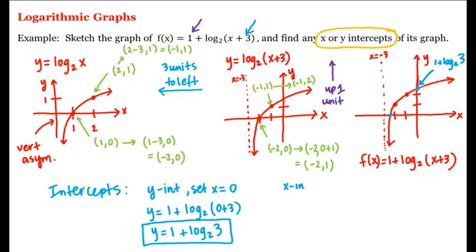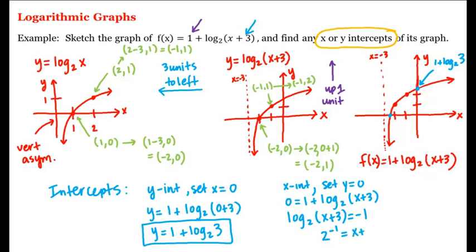And what about the x-intercept? To find the x-intercept, we set y equal to 0. That is, we have 0 = 1 + log base 2 of (x + 3), or subtracting 1 from both sides gives us log base 2 of (x + 3) = -1. And now rewriting this in exponential form gives us 2 raised to the negative first power is equal to x + 3, or 1/2 = x + 3. And then subtracting 3 from both sides gives us x = 1/2 - 3, or x = -5/2. So this is our x-intercept. That is, the x-coordinate of this point here is -5/2.